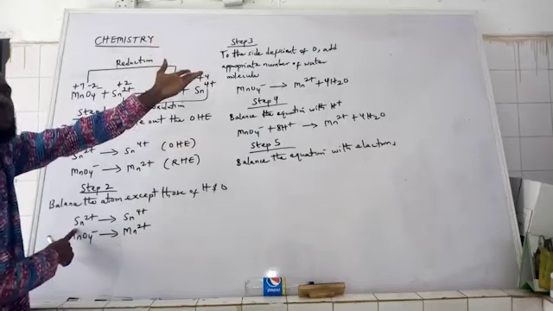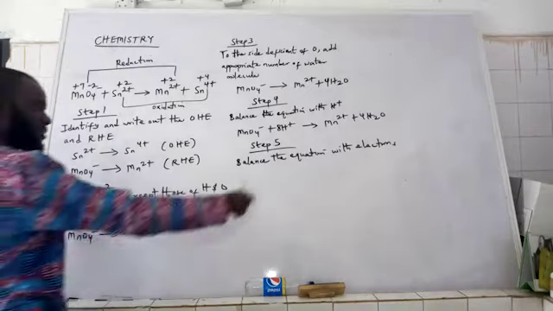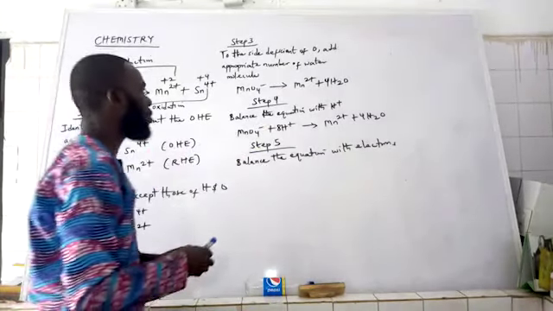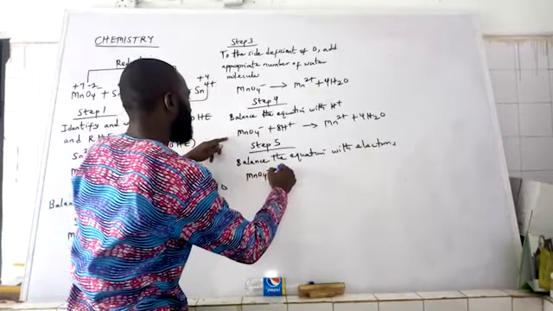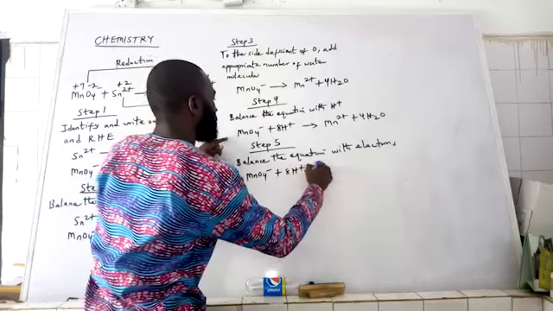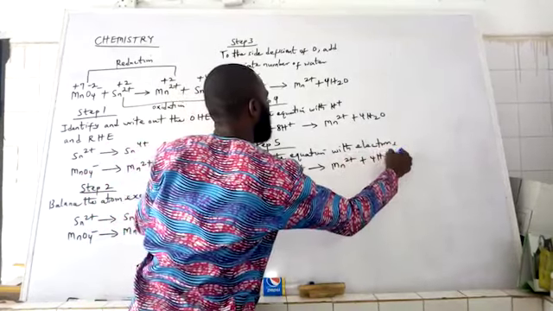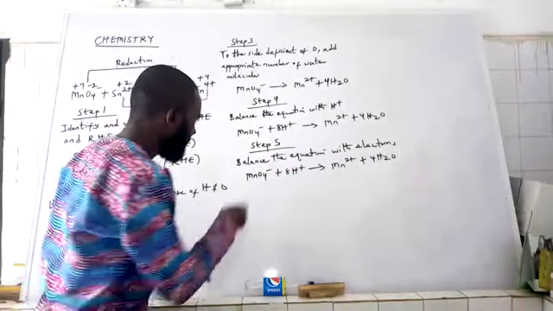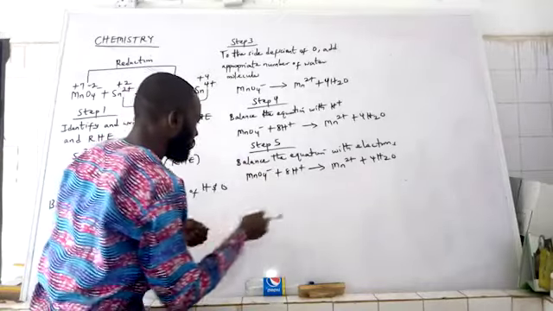So I don't need to bring the water molecule or hydrogen since it has got no oxygen here. But I will have to balance the charges too with electrons, isn't it? So let me first work with this. Let me bring out this equation. I have MnO4 minus plus 8H plus going to Mn2 plus plus 4H2O. By visual inspection, the net charge here is -1.